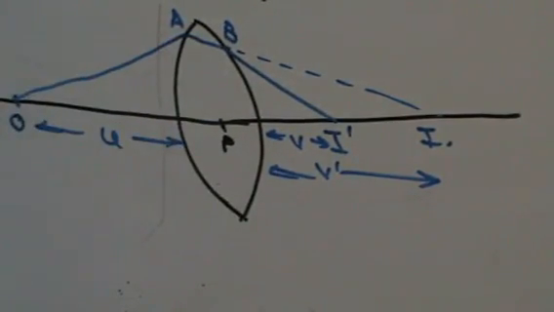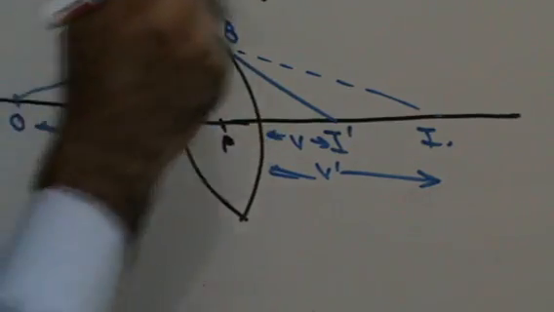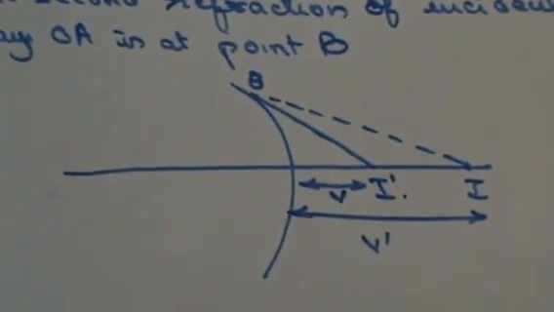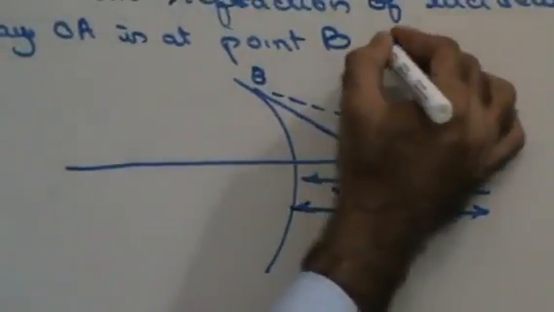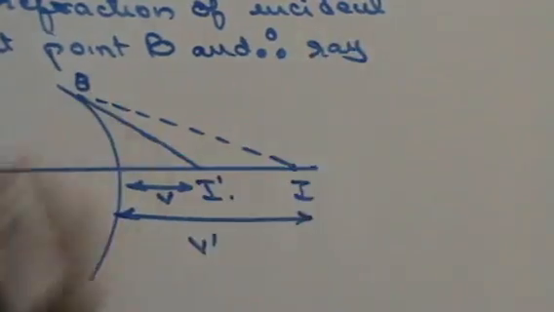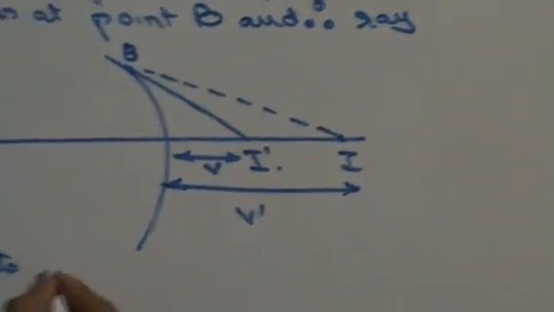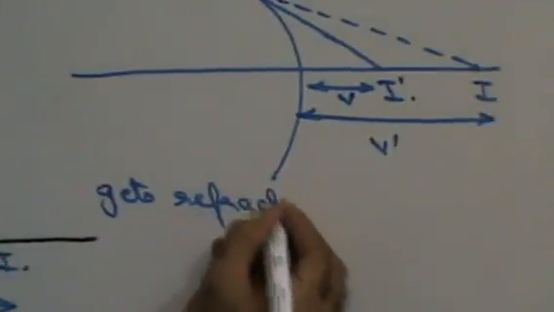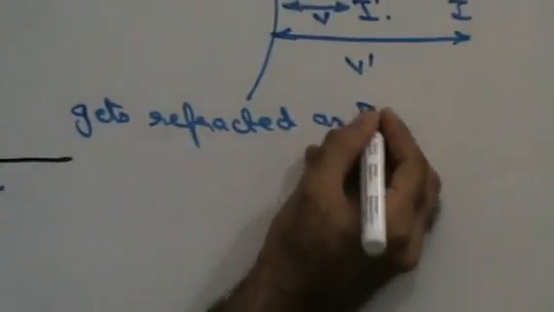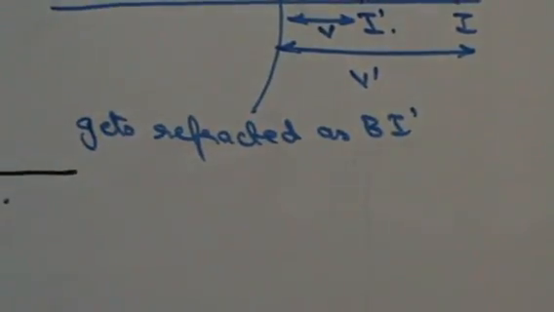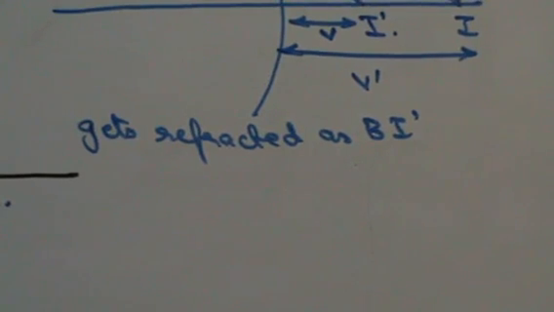Right? Second refraction of the incident ray OA occurs at point B, not P. Occurs at point B, and therefore the ray gets refracted as Bi bar. That's my refracted ray.